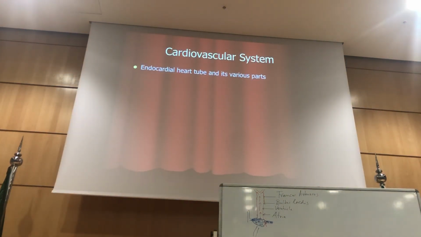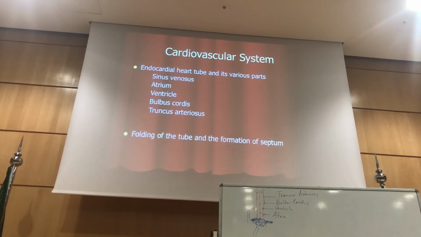So the endocardial heart tube and its various parts, you should know: sinus venosa, atrium, ventricle, bulbus cordis, truncus arteriosus. I already told you that. There are many parts of the endocardial tube.